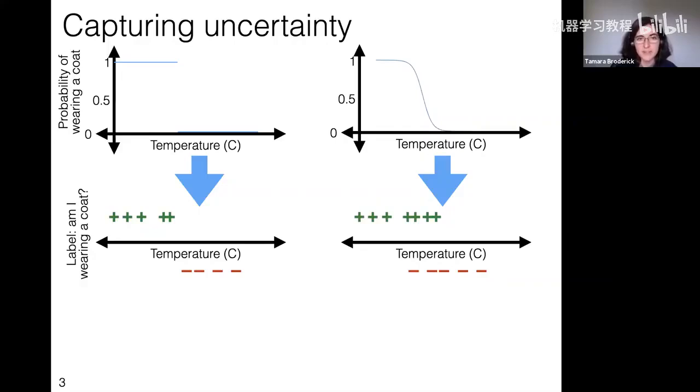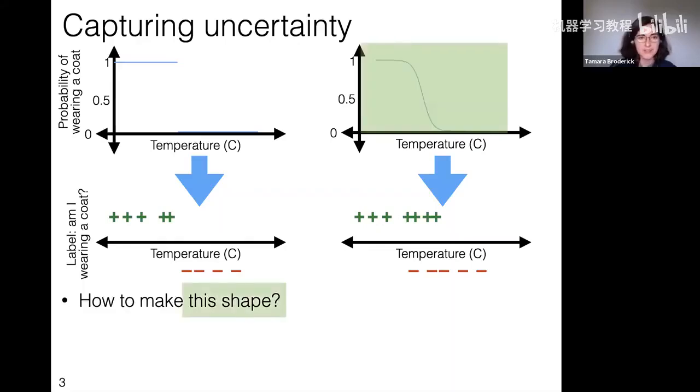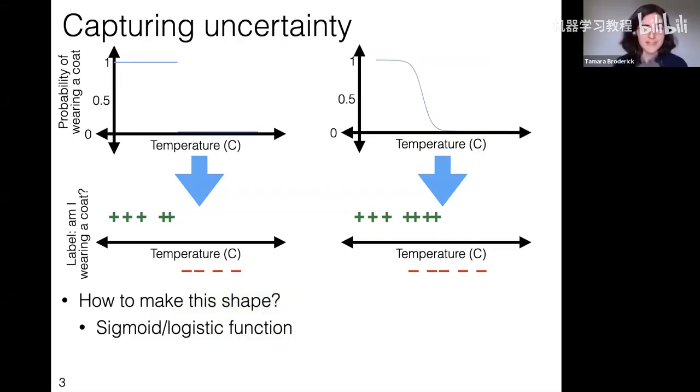Okay, so this seems like a better representation of whether I'm wearing a coat or not. And so it'd be nice to see, how do we make this shape of going from 100% probability 1 of wearing a coat, down to 0, but in a smooth way? Okay, so it turns out this has a name. This is called the sigmoid or logistic function, sigmoid because it looks sort of like an S.